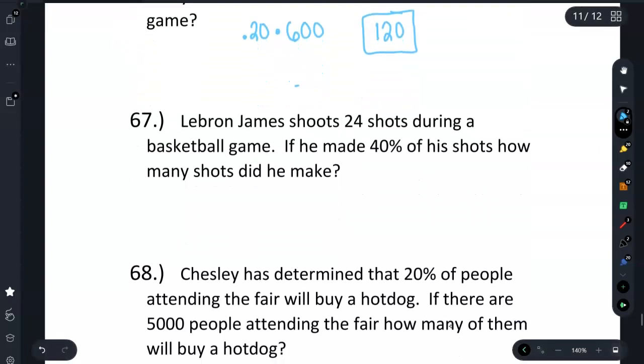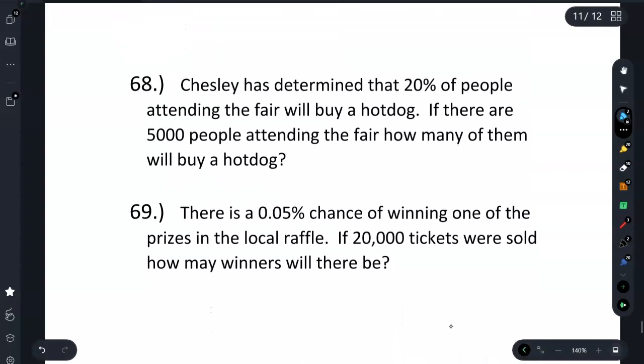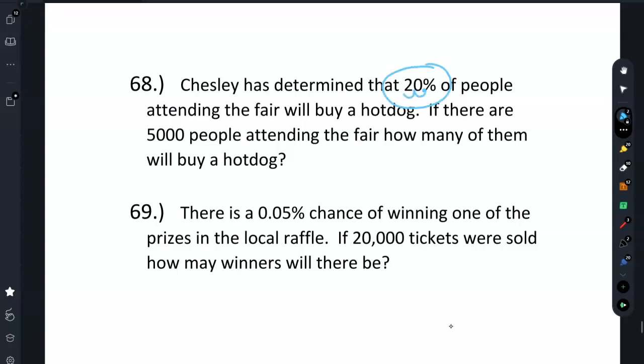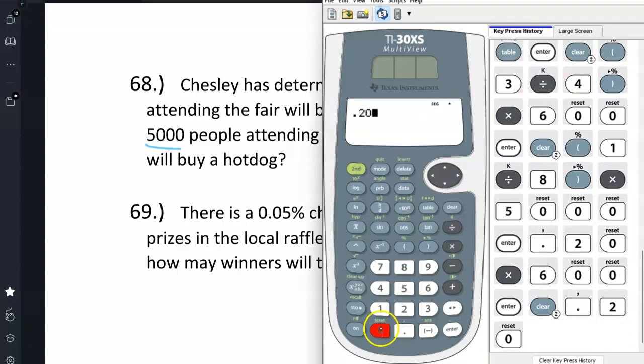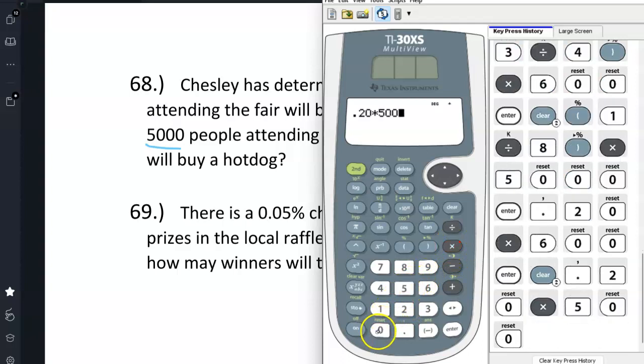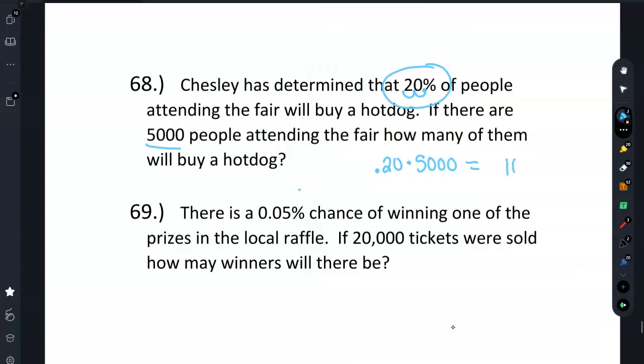All right, so 67 is very similar. 68, Chelsea has determined that 20% of people attending the fair will buy a hot dog. If there are 5,000 people attending the fair, how many of them will buy a hot dog? So once again, convert this to a decimal, and I use the same percentage here, but I think we got it. So that's 0.20 times the total amount, 5,000. So if I want to find out what is 20% of 5,000, once again, I'm converting that 20% to a decimal, 0.20. And I'm just multiplying it by the total amount of people, and in this case, that would be 5,000, and that gives me 1,000 people. So that is equal to 1,000 people will be buying a hot dog.